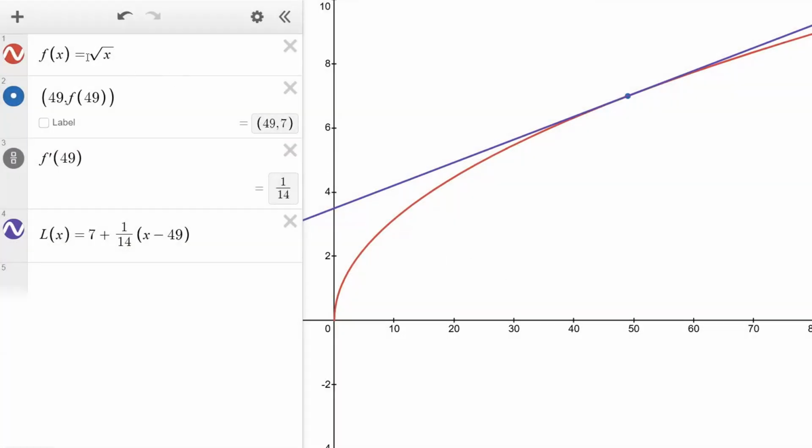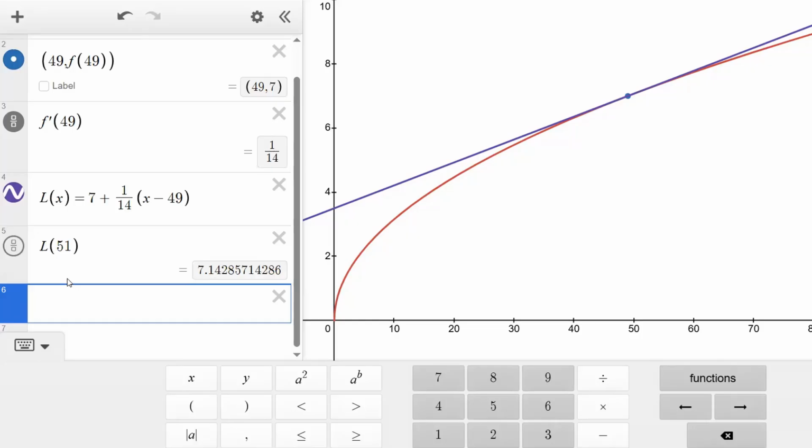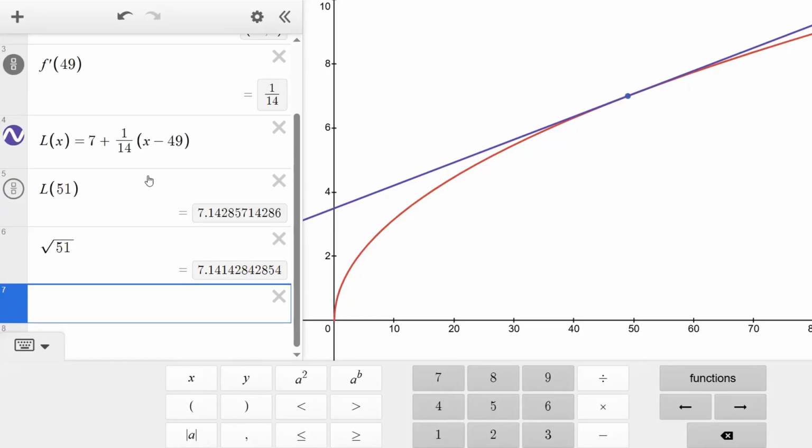So here I have the graph of the square root function, the point of tangency, 49 comma 7, the value of the derivative, and our equation of the tangent line. If I evaluate L of 51, I get the value that we had originally. If we evaluate the square root of 51, we get the decimal value of square root 51.